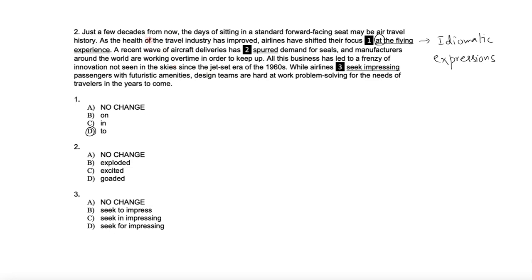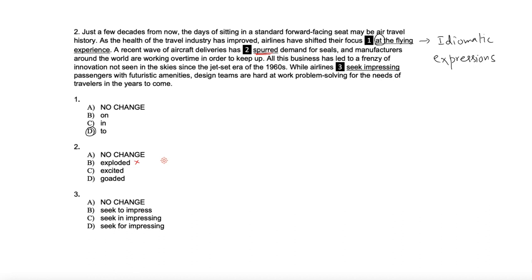Next question. A recent wave of aircraft deliveries has spurred demand for seats, and manufacturers around the world are working overtime in order to keep up. Now, this is basically diction, words in context. So the word over here should have a meaning that represents growth, that represents an increase in demand. So that's what the sentence is basically telling us. Now let's have a look at the option choices. If let's say you don't know the meaning of spurred, keep it there. It's fine. Exploded demand. You see, this is wrong. It doesn't go with the rest of the paragraph. The demand doesn't explode. Writers don't use such words.